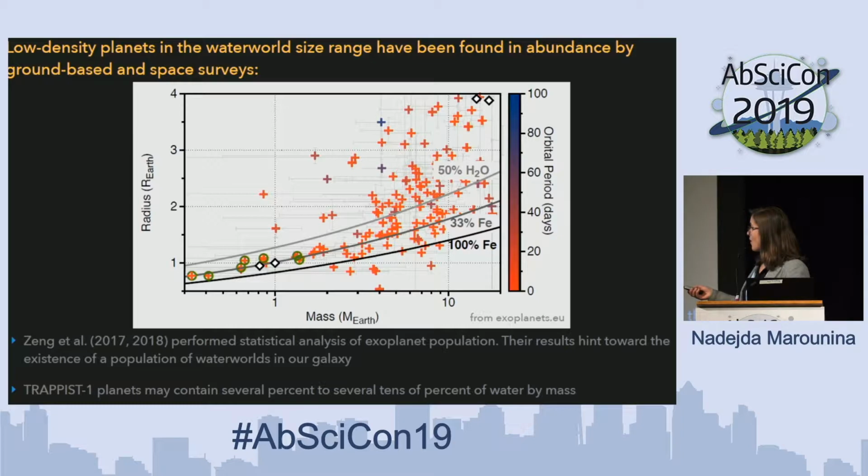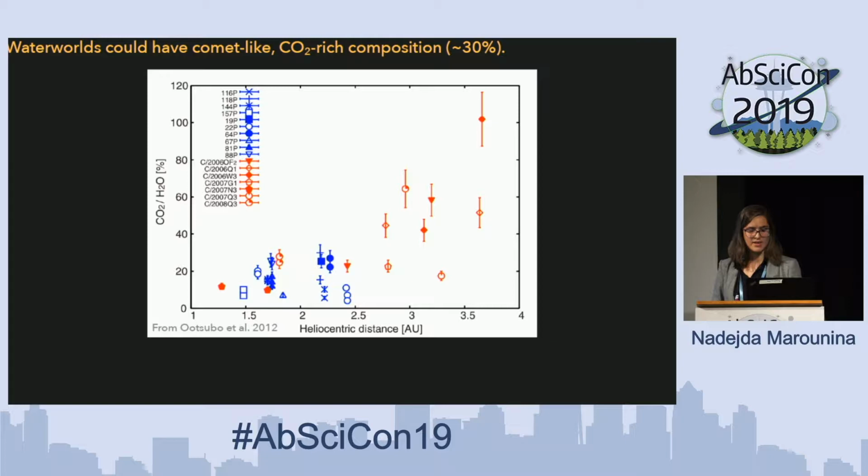Here you have 7 potential water world targets that were detected a couple of years ago. Those are the TRAPPIST-1 planetary system, which possesses potentially 5 water-rich water worlds that will probably be observed by the next surveys. Then, back to the carbon dioxide reservoirs.